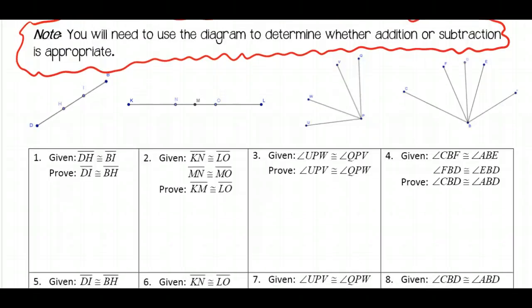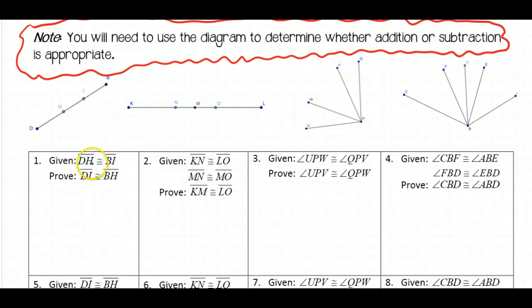Alright, so for number 1, we've got that segment DH is congruent to segment BI, so I'm going to put some tick marks here, DH and BI. And what I want to prove is that DI, I'm going to use a question mark tick mark, is congruent to BH. Alright, so if you notice I have these two smaller segments on the outside. If I add HI to DH, I'm going to get DI. And if I add HI to BI, I'm going to get BH. And these two longer segments are the ones that I want to prove are congruent.